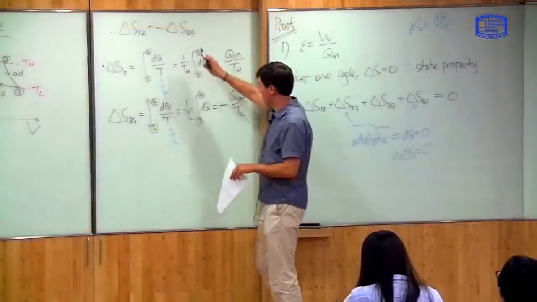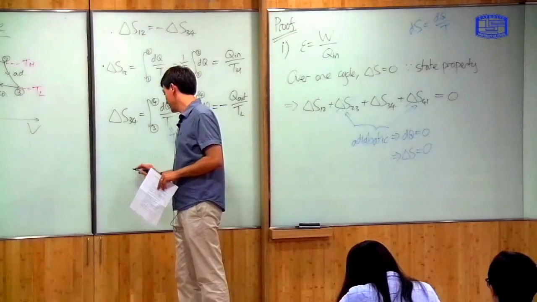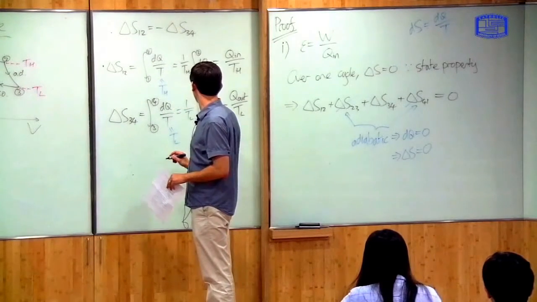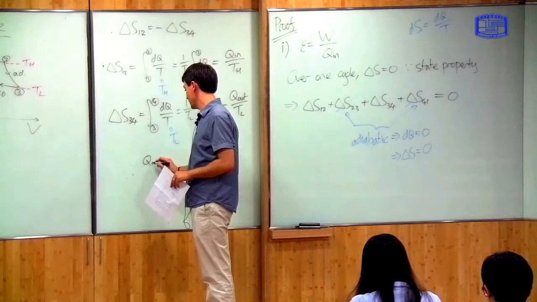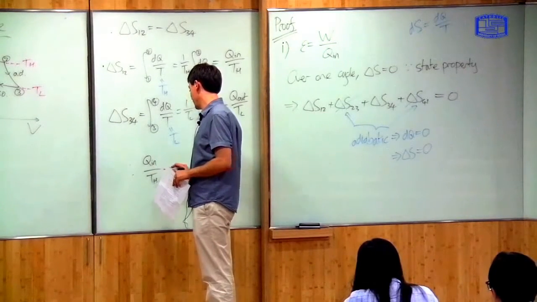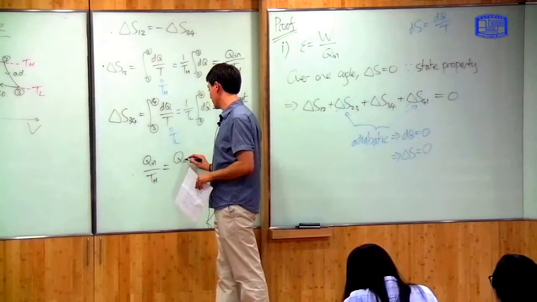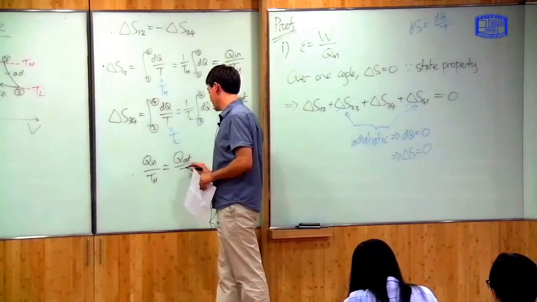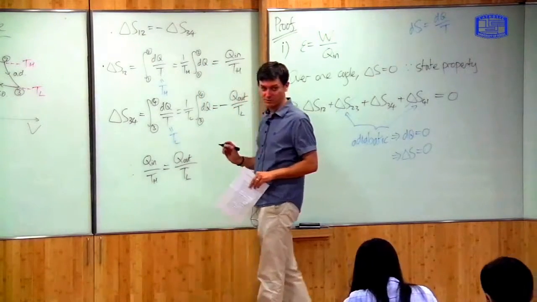So I can put these results all together, let me do it down here, and conclude that the heat which goes in divided by the temperature of the high temperature reservoir is equal to the heat which goes out divided by the temperature of the low temperature reservoir.